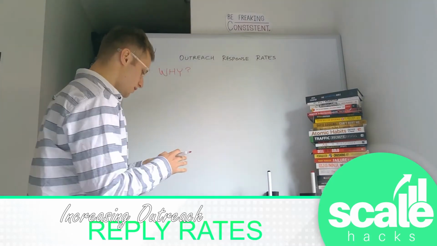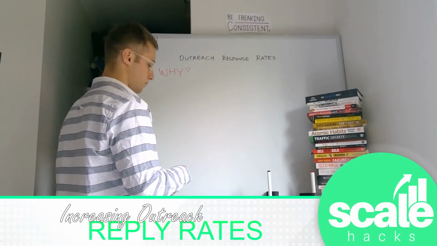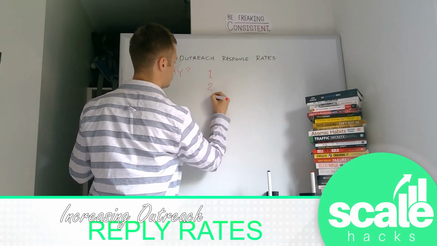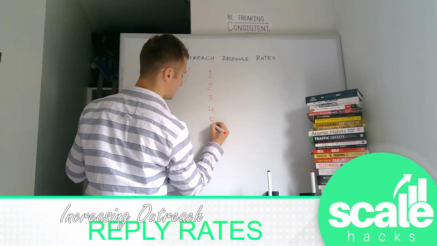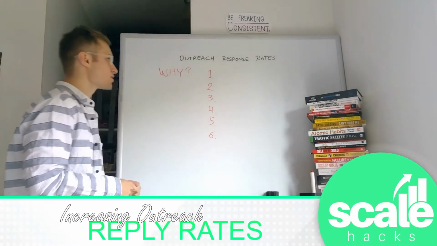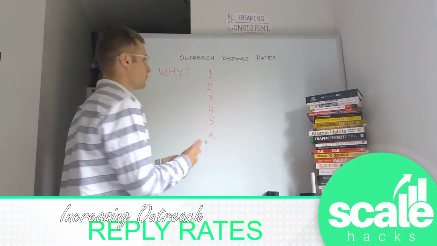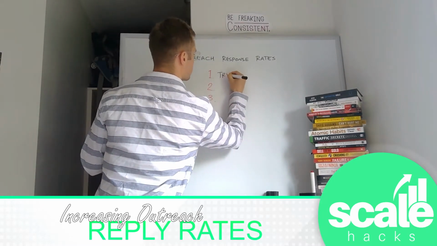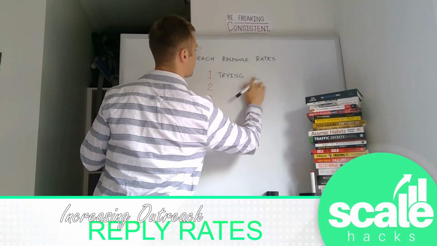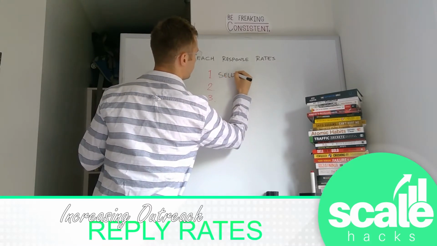All right. So there's 6 things I've written down here on my notes. So let's go over these 6 things. We'll go number 1, number 2, number 3, number 4, number 5, and number 6. So the first reason why people don't get a high outreach response rate is they're trying to sell too early. Which basically means you're pitching. My bad. Selling early. I'm just going to put selling early.